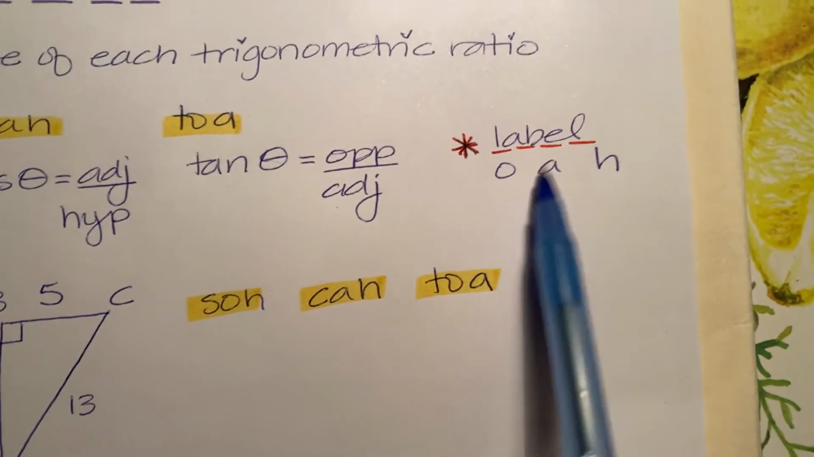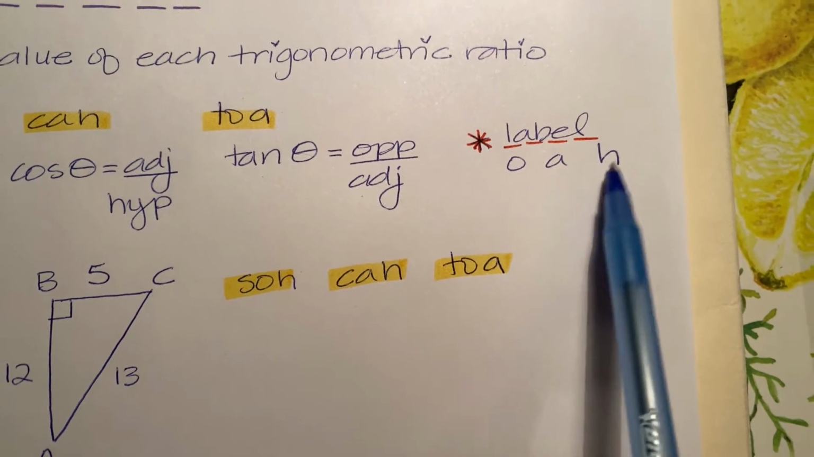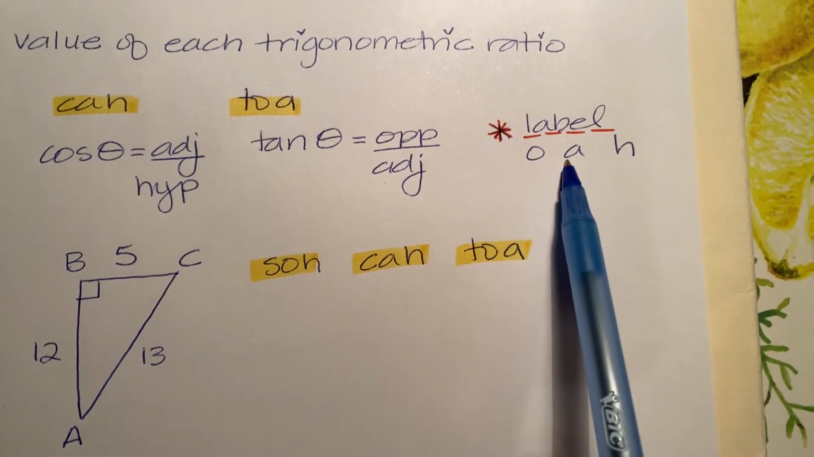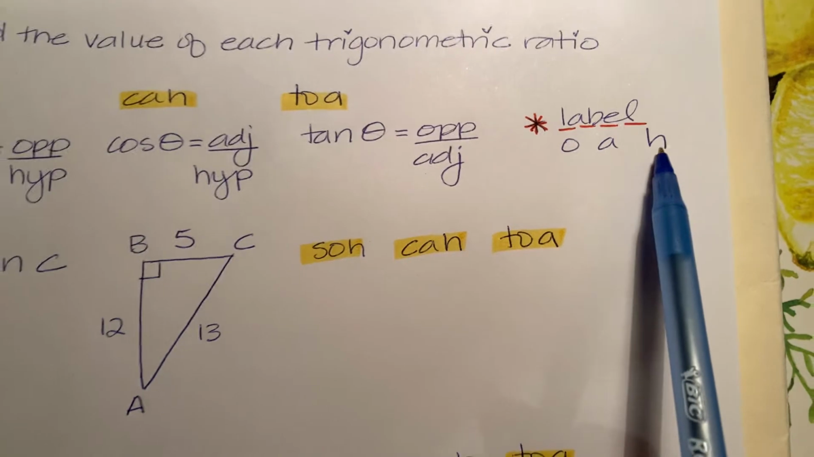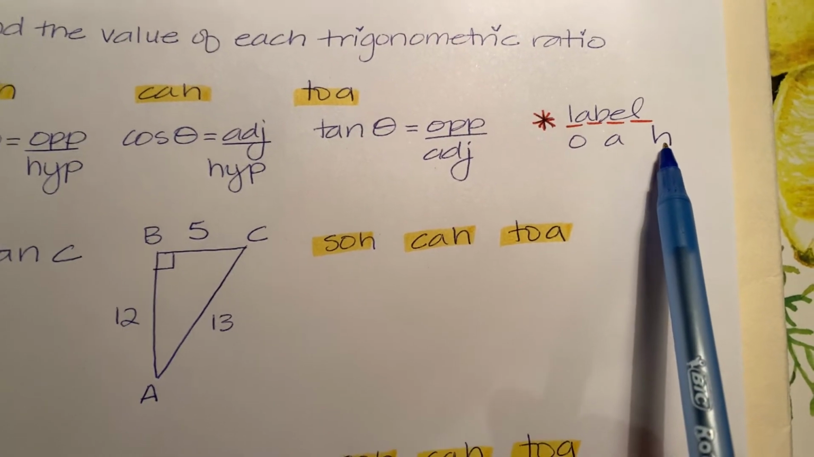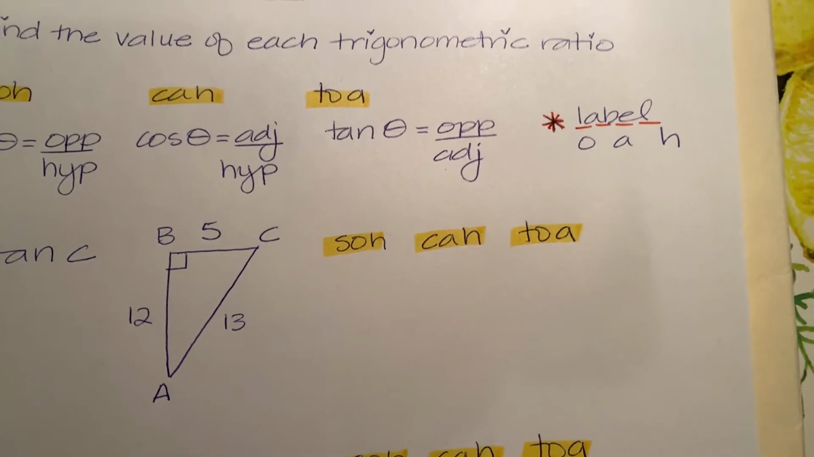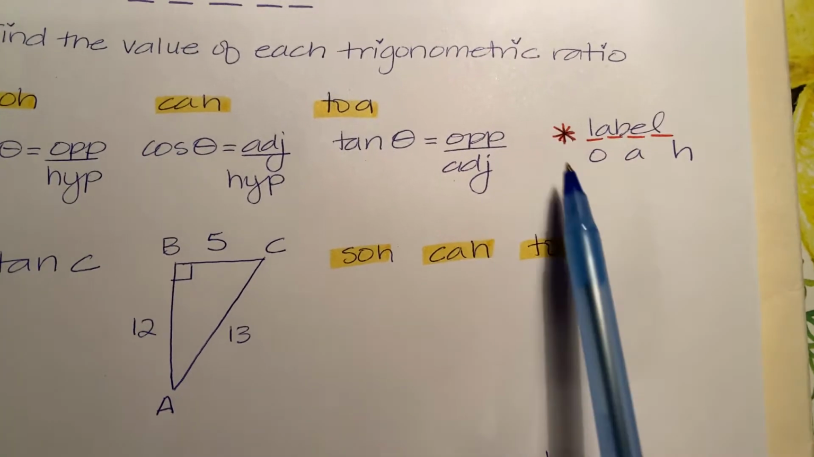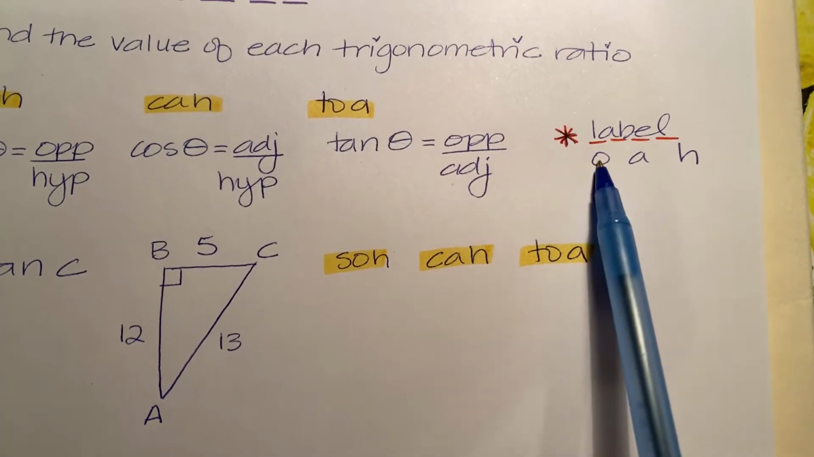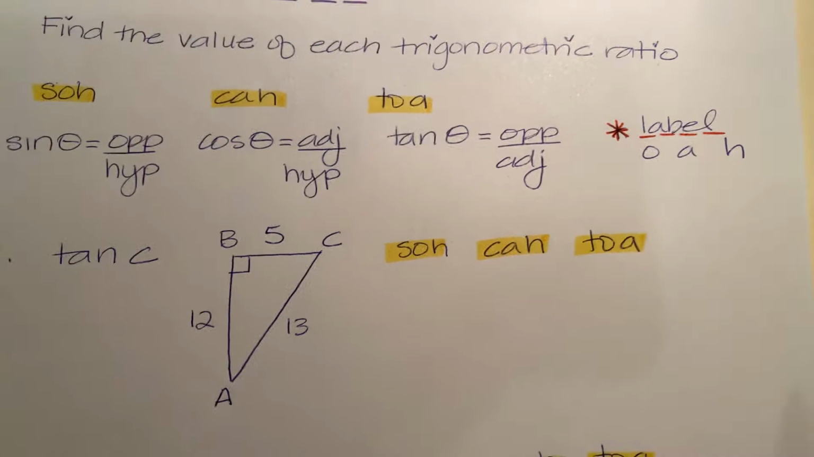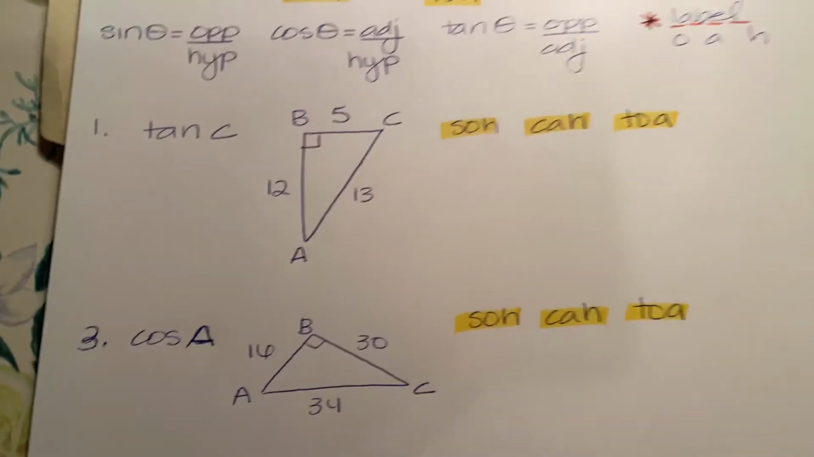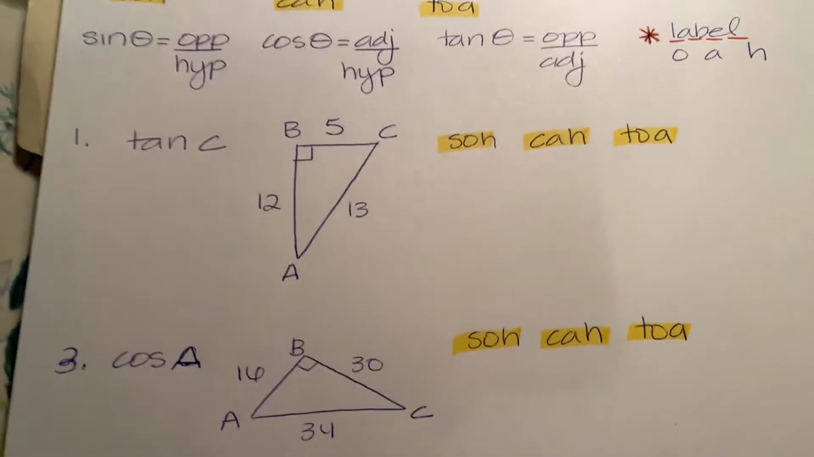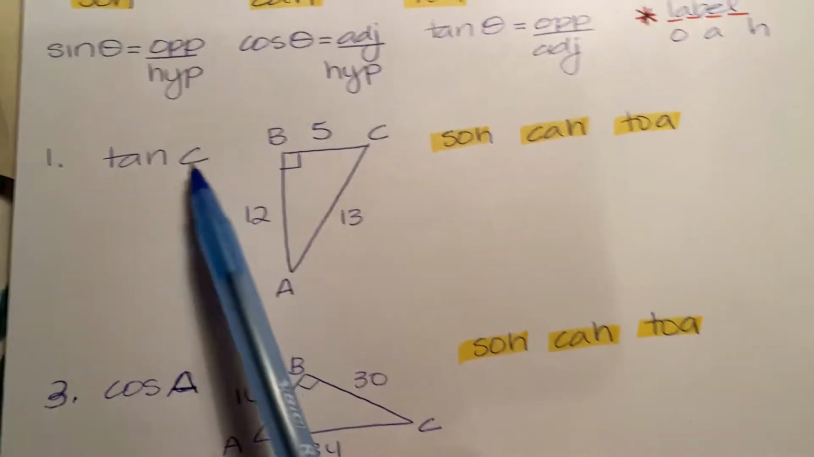Remember, before you get started, you have to label OAH: which side is opposite, which side is adjacent, which side is hypotenuse. We shouldn't dispute which side the hypotenuse is. The other two sides are your legs, and your legs are determined by the angle that you're focused on. All right, so let's start with the first problem on that worksheet. It's tangent C.